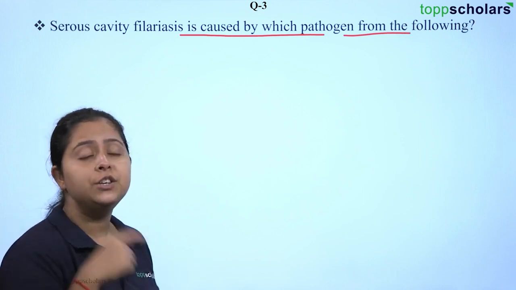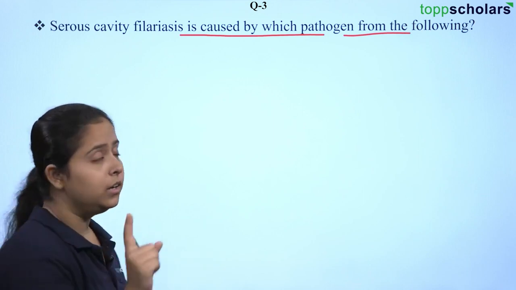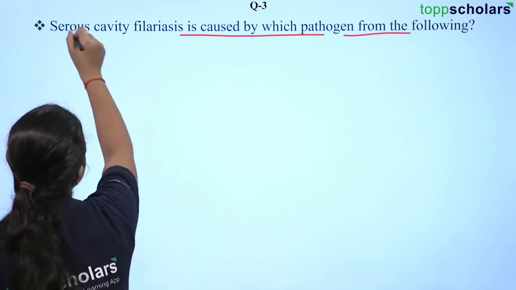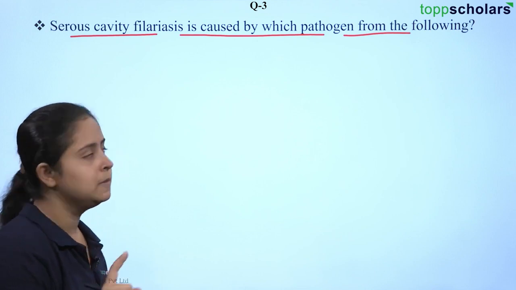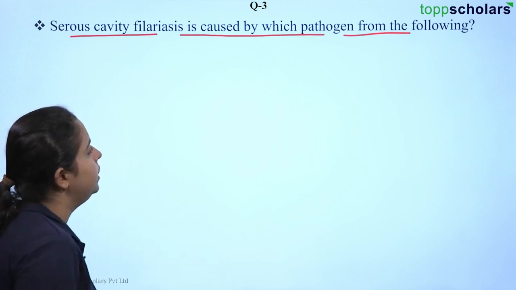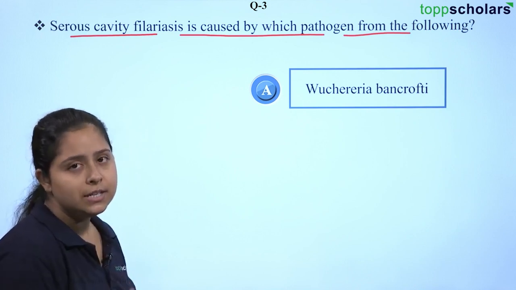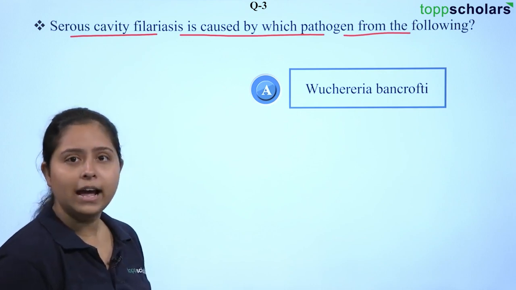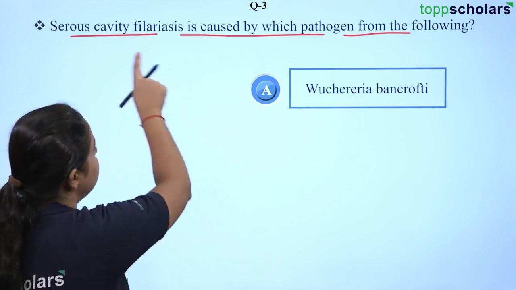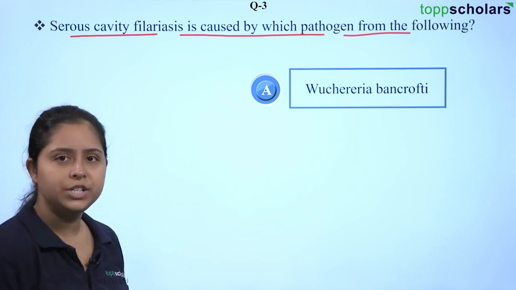And the causative agent for that one is Wuchereria bancrofti. Over here, remember you are being asked about serous cavity filariasis, not lymphatic filariasis. Let us have a look at the options. Option A is Wuchereria bancrofti. So, as we just said, Wuchereria bancrofti is responsible for lymphatic filariasis. Therefore, this one is not the causative agent for the condition we are being asked about in this question.